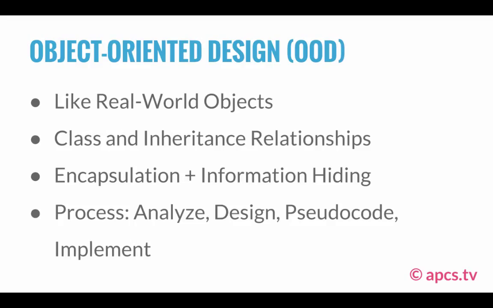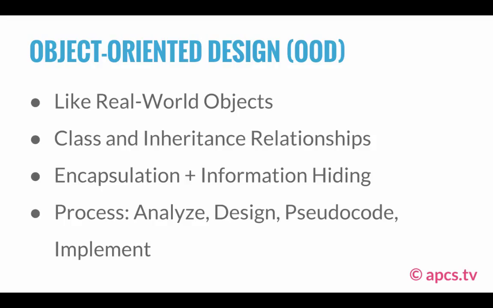Object-oriented design, or OOD, models programs as real-world objects. It uses class relationships. This means that the objects of the same class have the same attributes. For example, a class of vehicles have similar attributes. Cars, trucks, and bikes have a lot in common. OOD also uses inheritance relationships, which means that new classes of objects come from existing objects and have similar characteristics and add on some of their own.